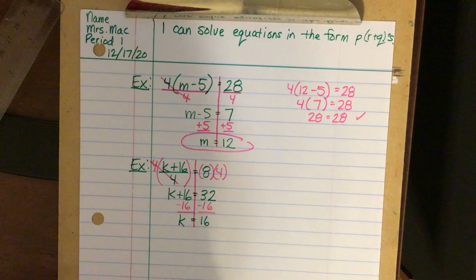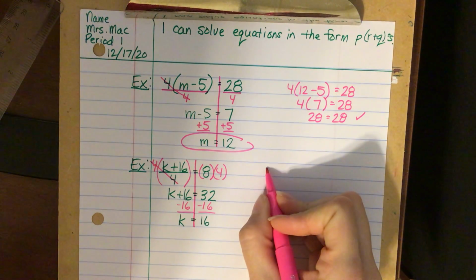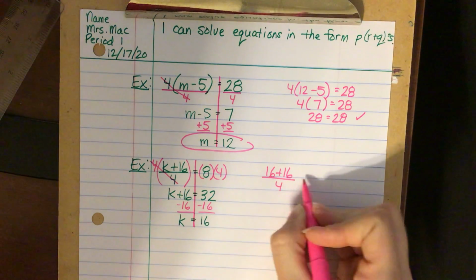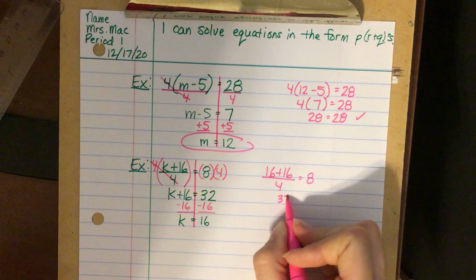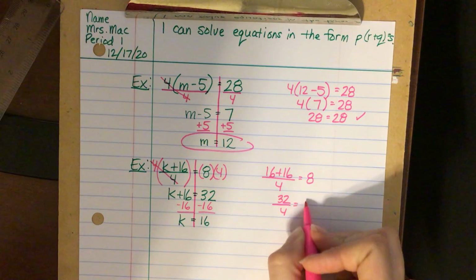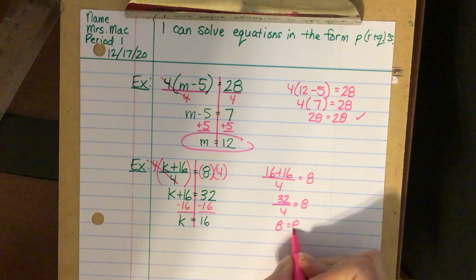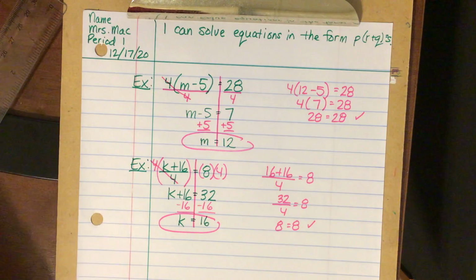I never want to assume that I've done this right, so I'm going to plug 16 back into my equation. 16 plus 16 is 32. 32 divided by 4 is 8. So we know that that is, in fact, the solution.